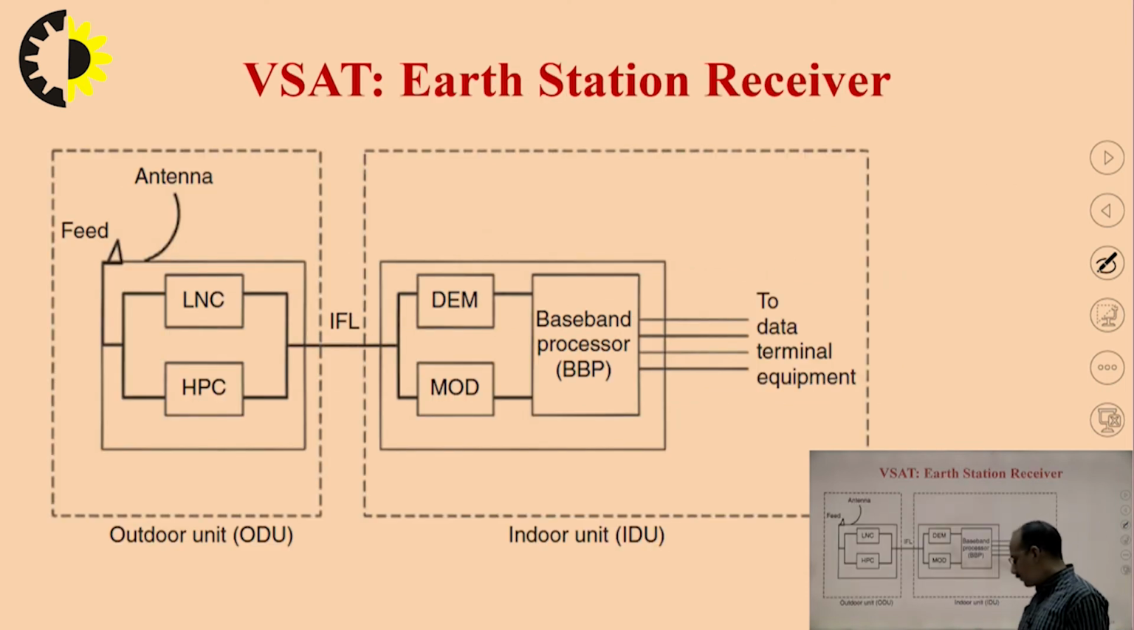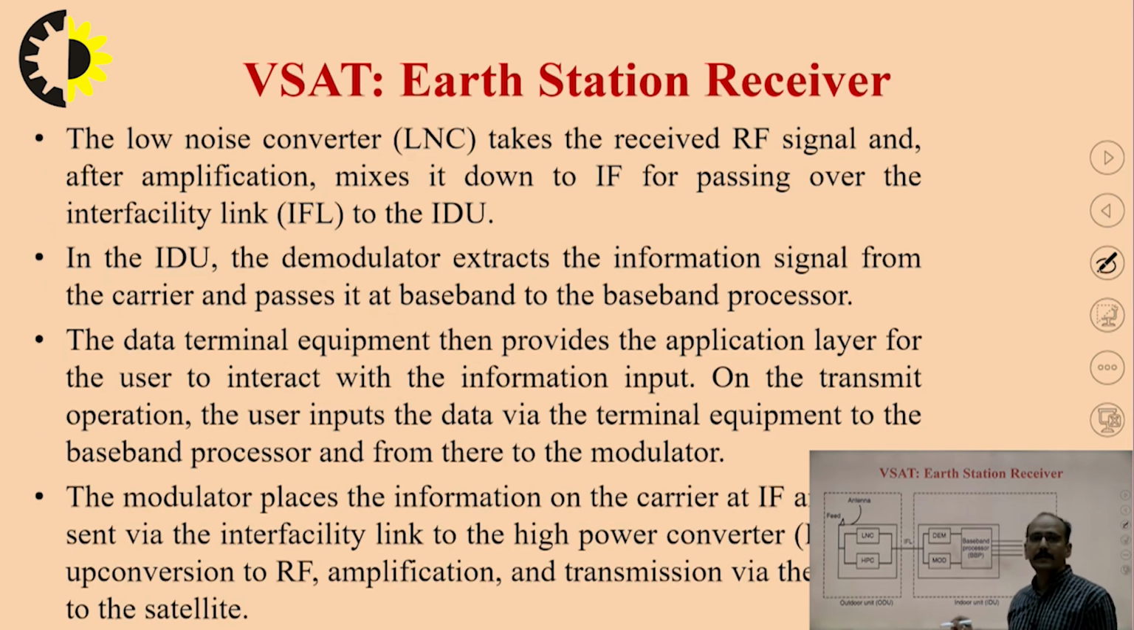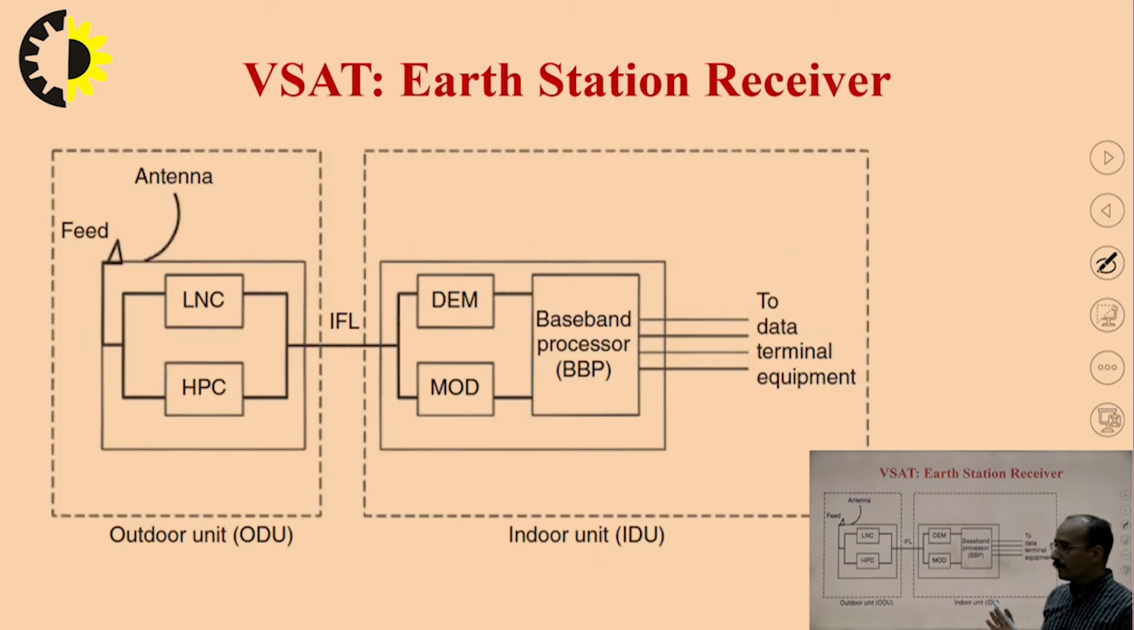Similarly, when we are talking about the VSAT earth station, take the example of an ATM system. At the ATM, there is a block located in the inner part, while an antenna is placed on the roof. That antenna part is called the outdoor unit. This outdoor unit has a parabolic reflector antenna of maximum 1 meter diameter. It has an LNC and HPC, basically a low noise converter and a high power converter. They are going to be used.